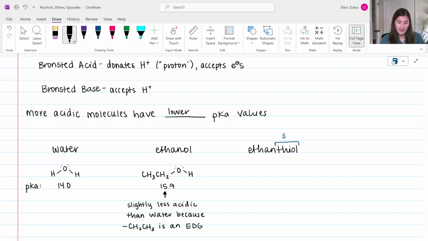Now let's compare ethane thiol. So we have the ethyl group. Now instead of an oxygen, we have a sulfur.